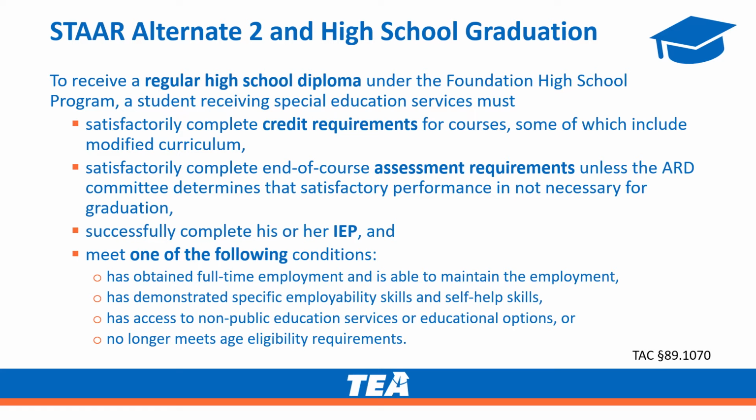To receive a regular high school diploma under the Foundation High School program, a student receiving special education services must satisfactorily complete credit requirements for courses, some of which include modified curriculum, satisfactorily complete all end-of-course assessments unless the ARD committee determines that satisfactory performance is not necessary for graduation, successfully complete his or her IEP, and meet one of the following conditions: has obtained full-time employment and is able to maintain the employment, has demonstrated specific employability skills and self-help skills, has access to non-public education services or educational options, or no longer meets age eligibility requirements.